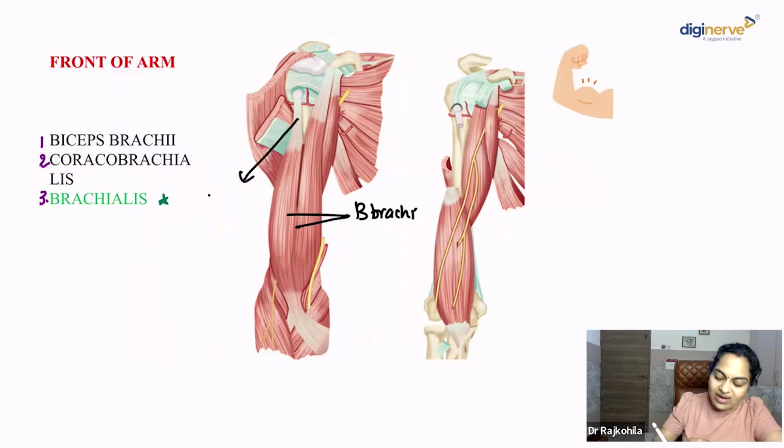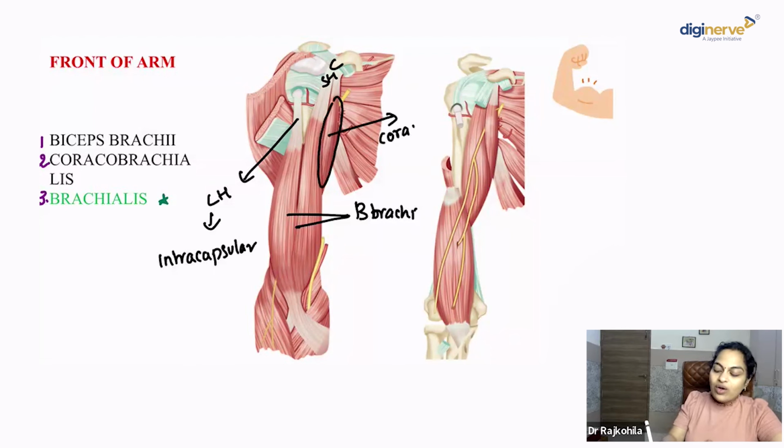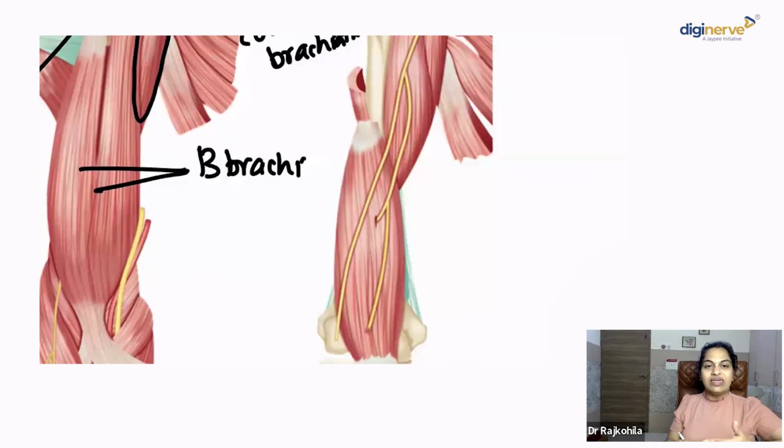This is the long head which originates from the supraglenoid tubercle. It lies within the capsule of the shoulder joint and hence it is called intracapsular in origin. And this is the short head originating from the coracoid process, the biceps brachii. This small muscle that you see here medially is the coracobrachialis.